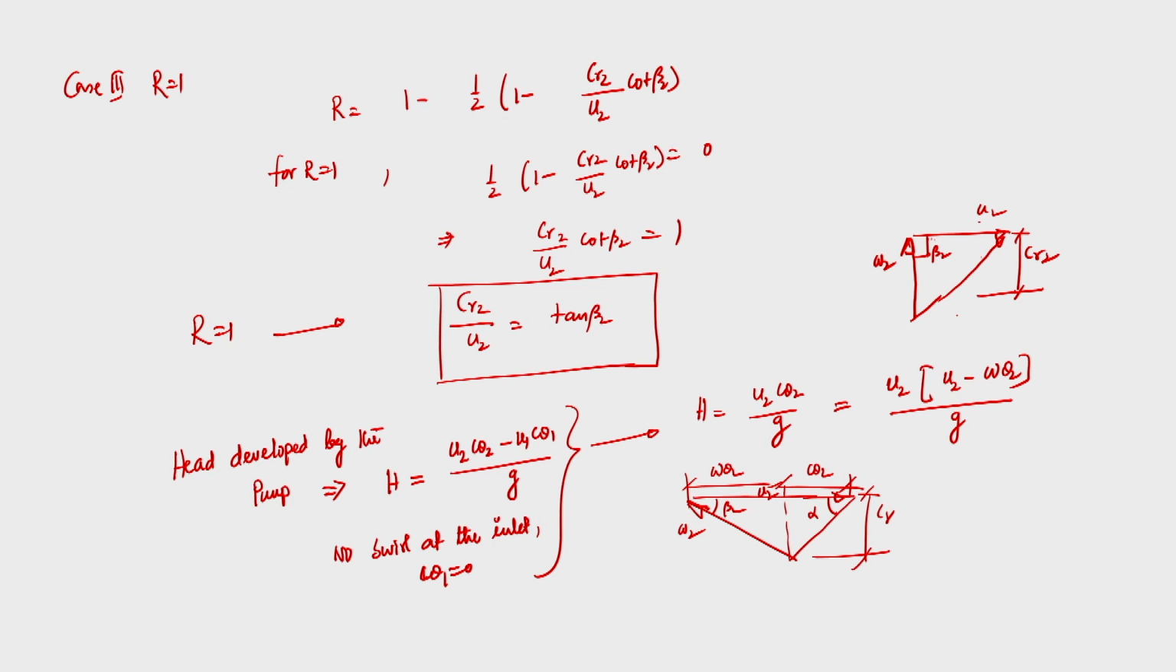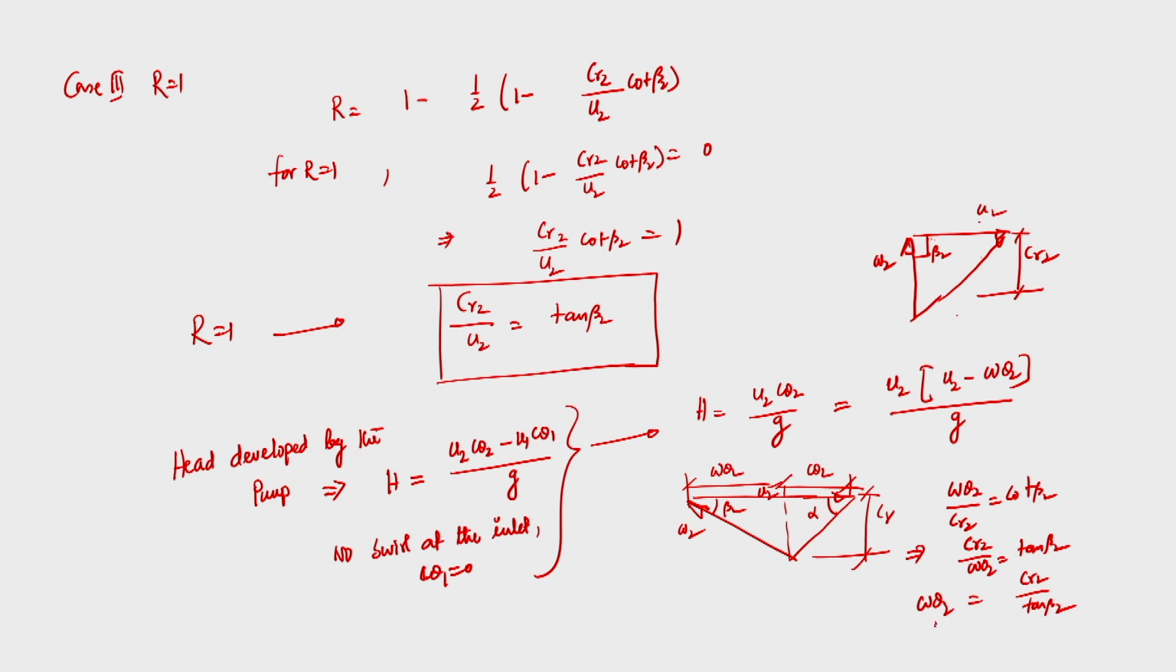I can write W theta 2 in terms of CR2, that is CR2 by W theta 2 is equal to tan beta 2. From the triangle I can write W theta 2 divided by CR2 is equal to cot beta 2, or CR2 by W theta 2 is equal to tan beta 2. That means W theta 2 will be equal to CR2 by tan beta 2, right.